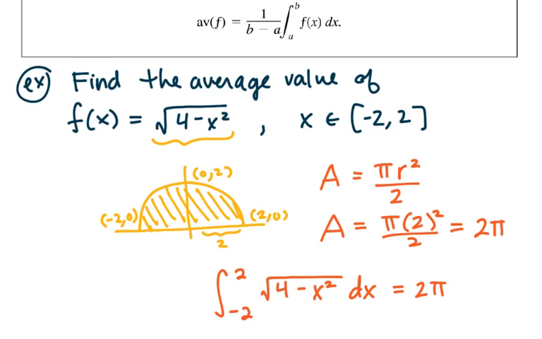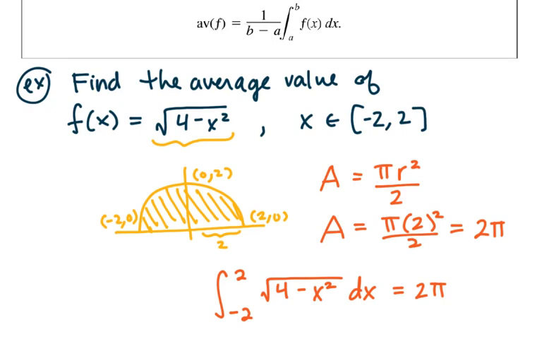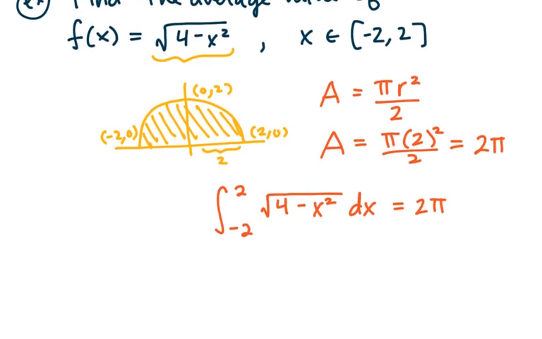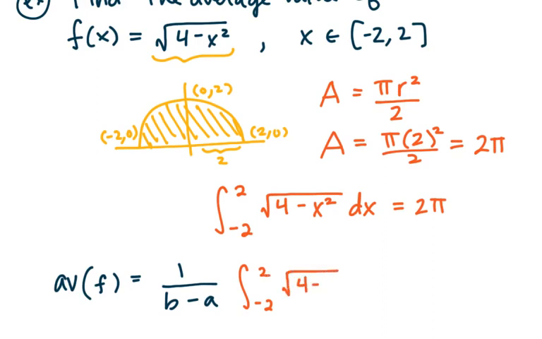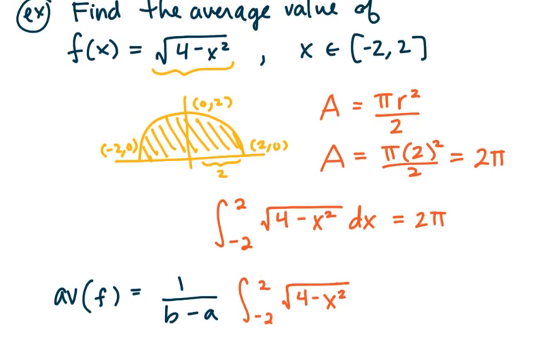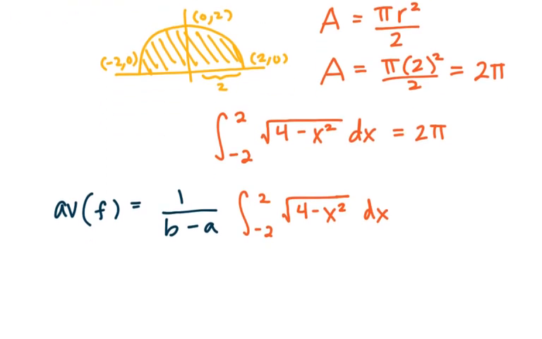And we know this because it's non-negative. It's all above the x-axis. So we can say that it's equal to the integral. So if we wanted to find the average value of f, our formula from up above says we are going to be equal to 1 over b minus a of that integral from -2 to 2 of the square root of 4 minus x squared dx. And so the a and the b value, those are the limits of my integration, -2 to 2.